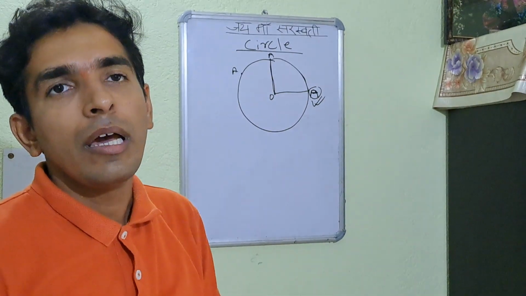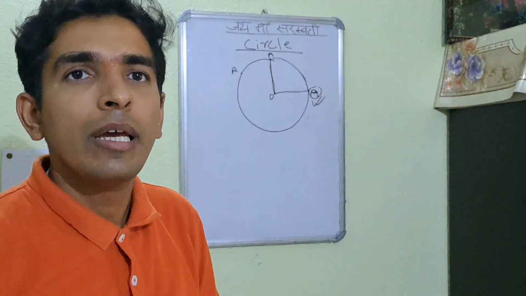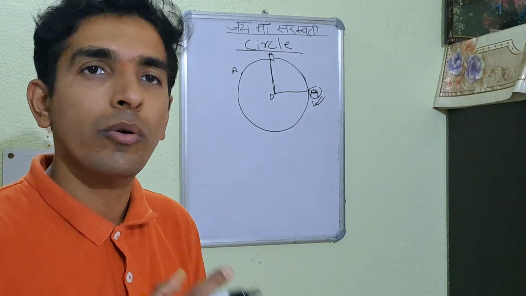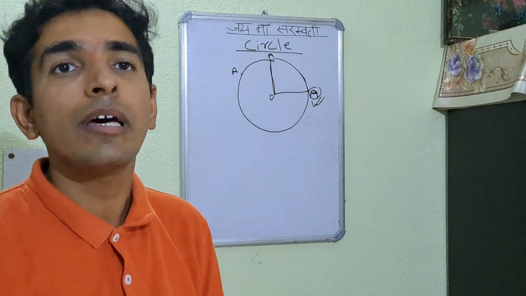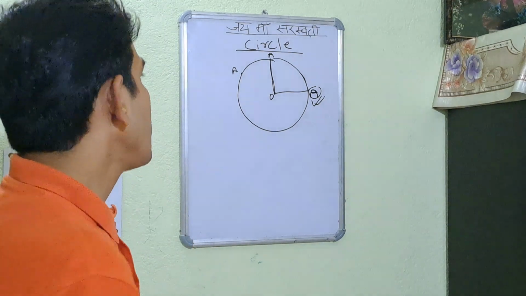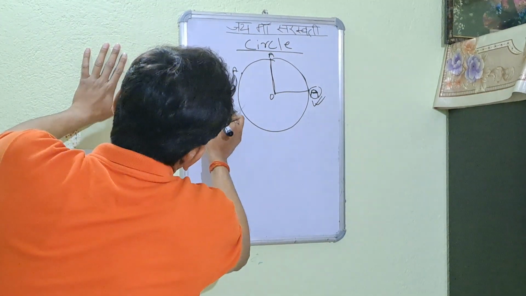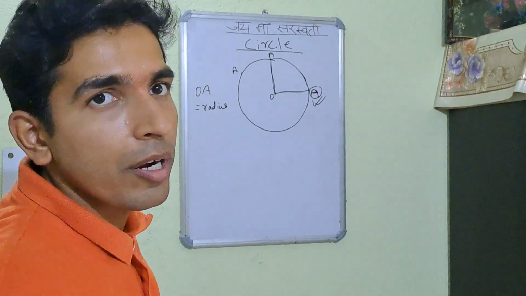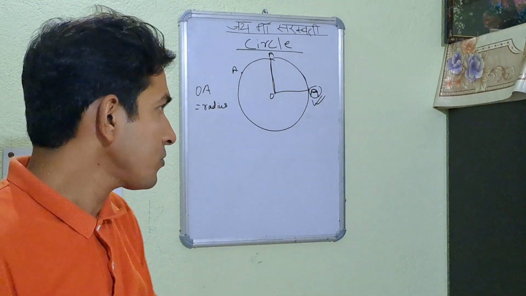The circle is a path traced by a particular point in such a way that its distance from the center will be a constant, and that constant part will be entitled as the radius of the circle. So that is the radius. OA is the radius. OA is equal to the radius of the circle, and it will be the same. It will be a constant part. It will be the same, and that is known as the radius of the circle.